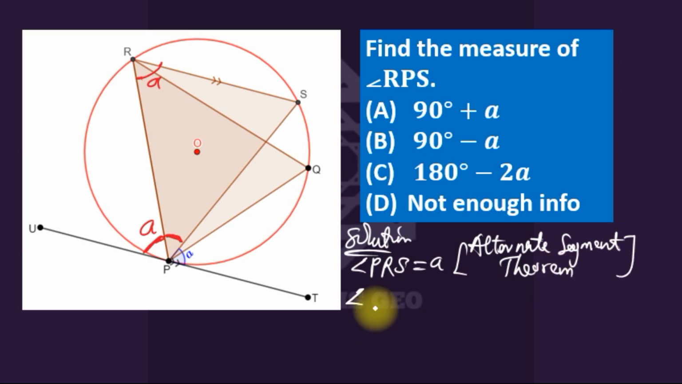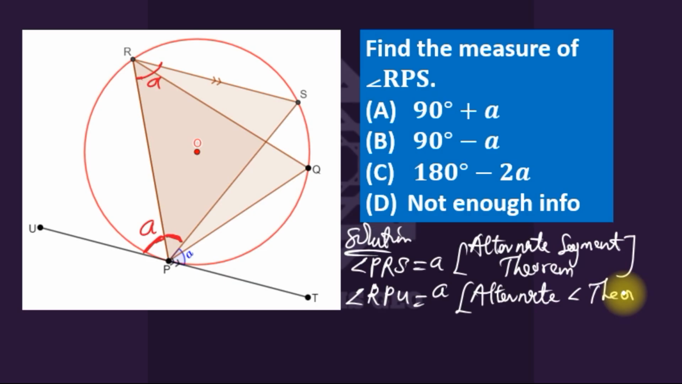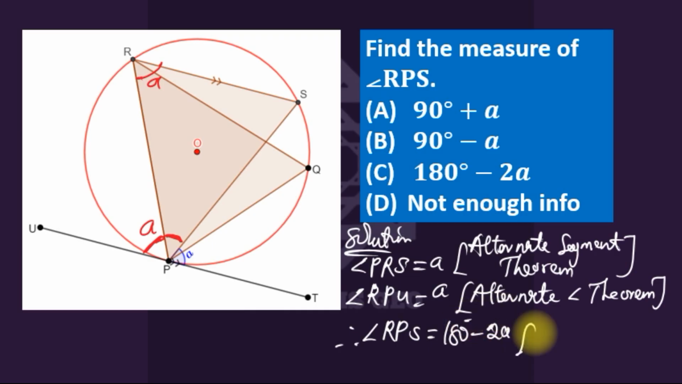And angle RPO, that's this RPO, is also an alternate angle theorem. Therefore, the angle we are looking for, which is angle RPS, will now be 180 degrees minus 2A. Why? Angle on a straight line. So that's our answer, option C.